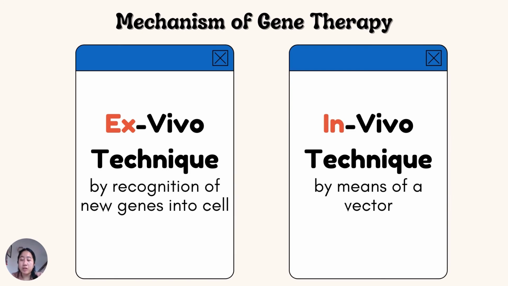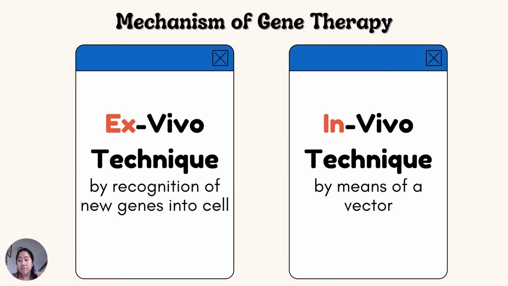And now I will explain to you about the mechanism of gene therapy. In the nucleus, the damaged gene will be altered by using these two techniques, the ex vivo technique and the in vivo technique. The first technique, the ex vivo technique. In the lab, patient cells are cultured with the introduction of new genes into the cells. Then, the cells with the new genes are transferred back into the patient.